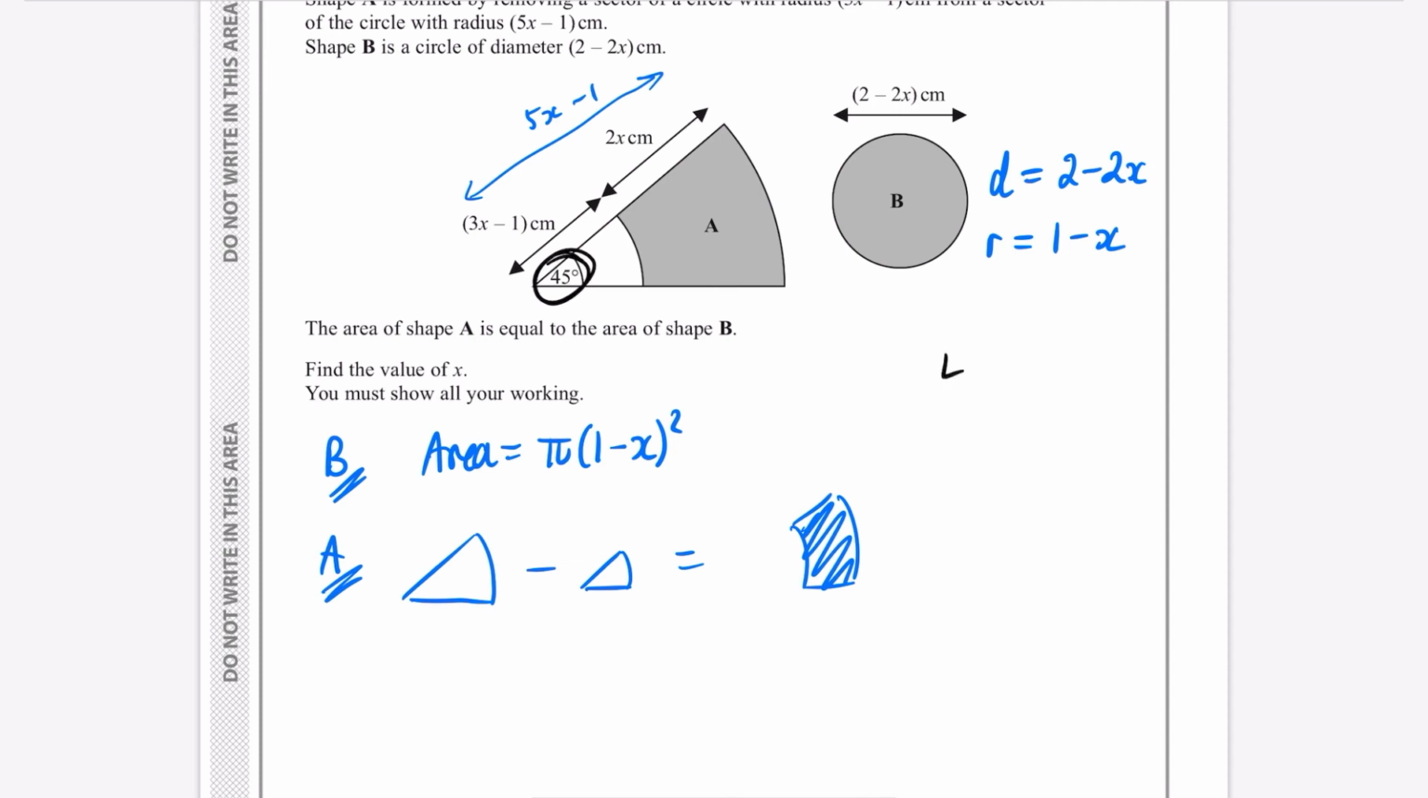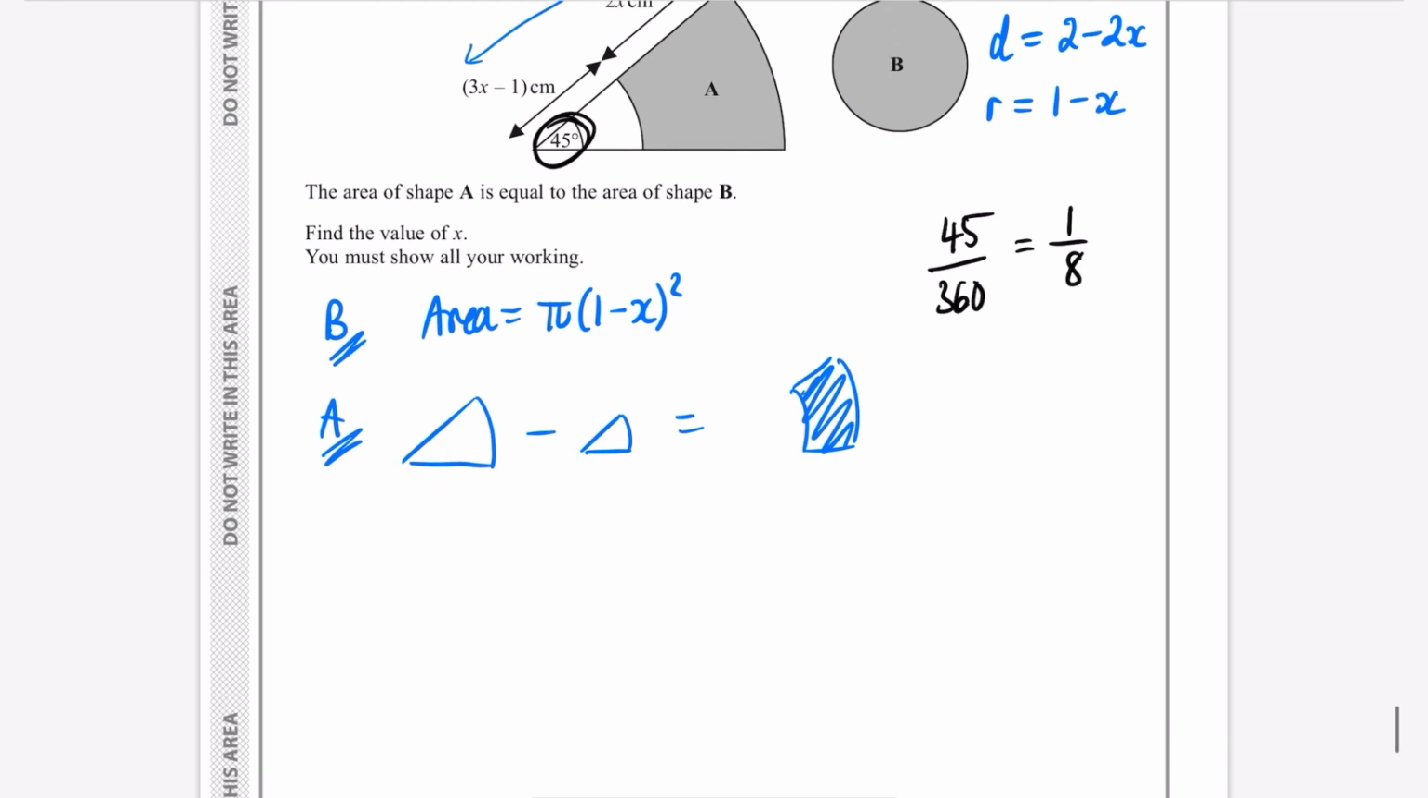Now if you think about 45 degrees out of 360 degrees, hopefully you recognize that it is a nice fraction. You can actually say that this is equal to 1/8. So this is 1/8 of the whole circle, meaning when you find the area, you're going to divide it by 8.